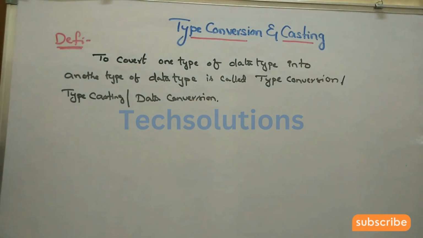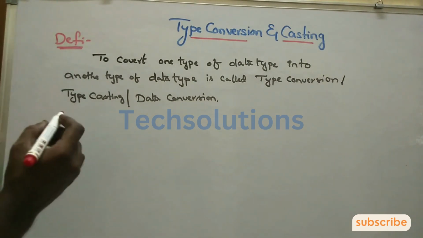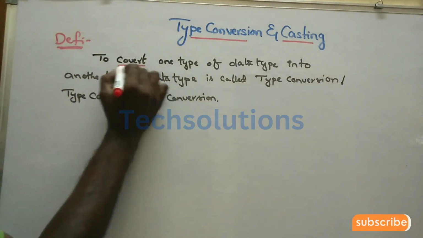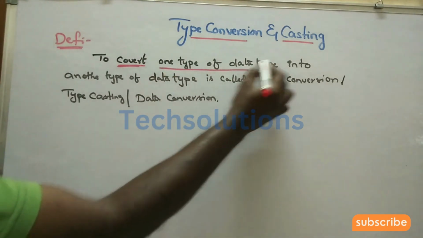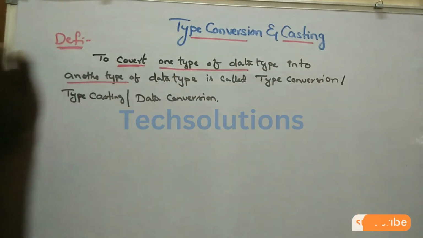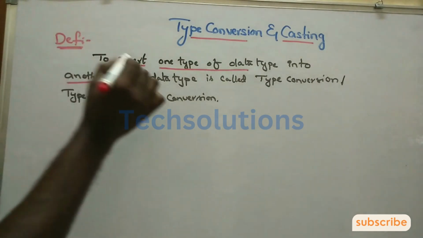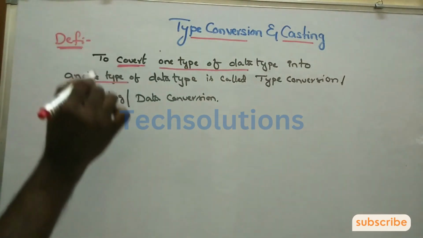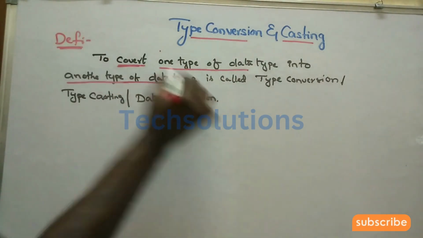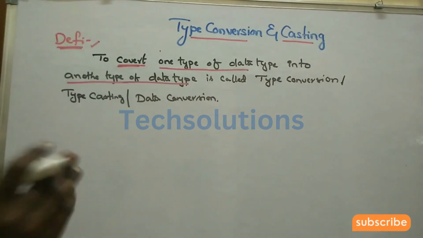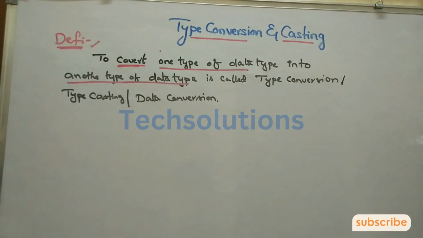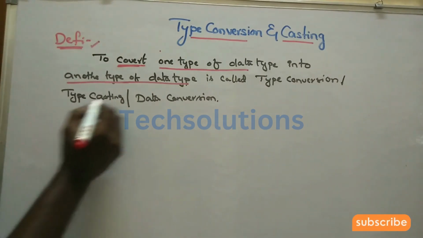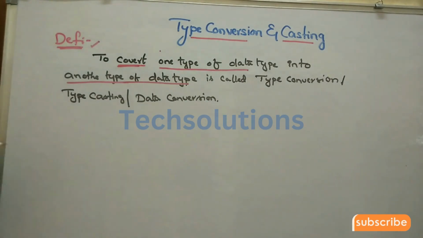See, here there is a meaning in the definition. What is meant by type conversion? It means to convert one type of data into another type of data. We can convert one data type into another data type, which is called type conversion or type casting or data conversion. Clear? Now, how can we convert one data type into another data type?